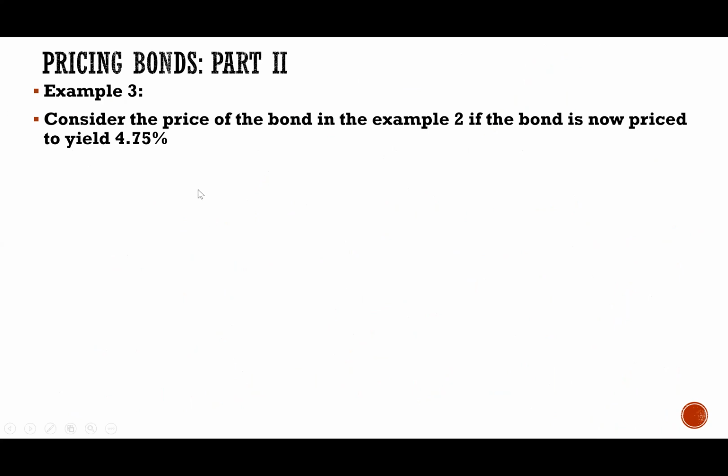Let's take a look at example 3. Consider the price of the bond in example 2. Now the bond is priced to yield 4.75%, so the market rate decreases. Earlier it was 6.625%, now the market rate is only 4.75%. Let's see how much the bond is worth, and then you'll be able to compare how the market rate impacts the bond price. First, the present value of the par value. Let's find that.